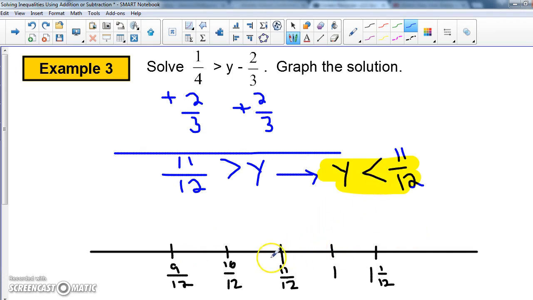So let's see, y is less than 11/12, so 11/12 is right here. It does not have an equal sign, so it gets an open circle, and less than goes this way. Okay, so those are the two components to my answer. I have my solution, and I have my graph.